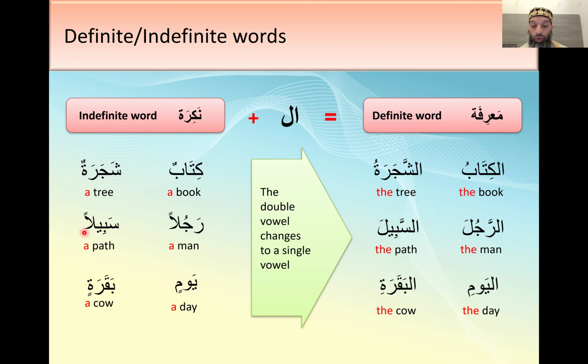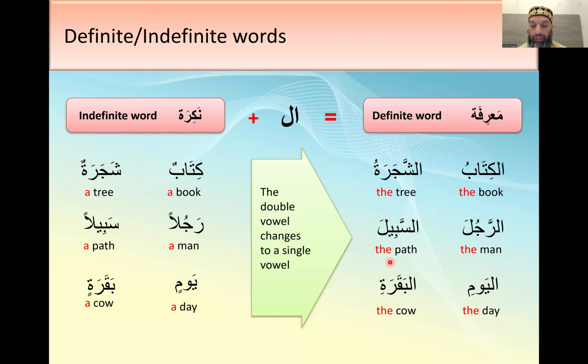Sabilan will become as-sabila, the path. So the main take-home message here is whenever a noun is preceded with al, it means the. It becomes a definite word. A word is definite when it starts off with the, and it's indefinite when it starts off with a. Okay? So a noun is indefinite when it starts with a, and a noun is definite when it starts with the.